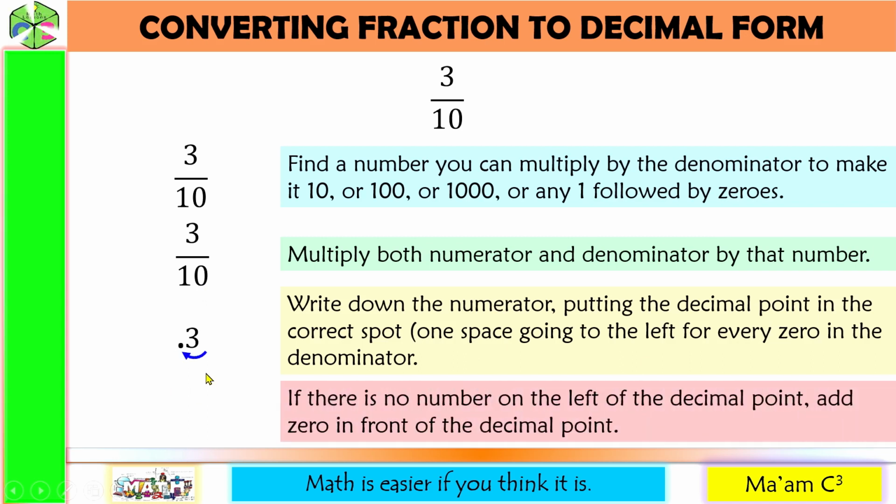And last step, if there is no number on the left of the decimal point, add 0 in front of the decimal point. Since there is no number here, then we're going to add 0. This is how to write it properly. So 3 over 10 is equal to 0.3.